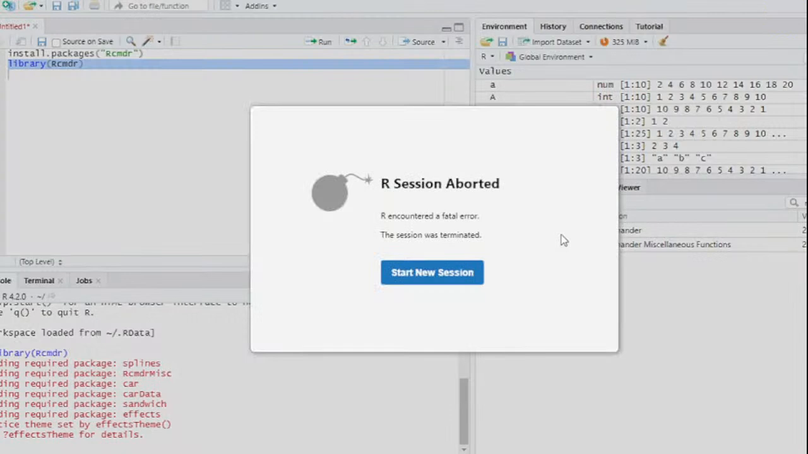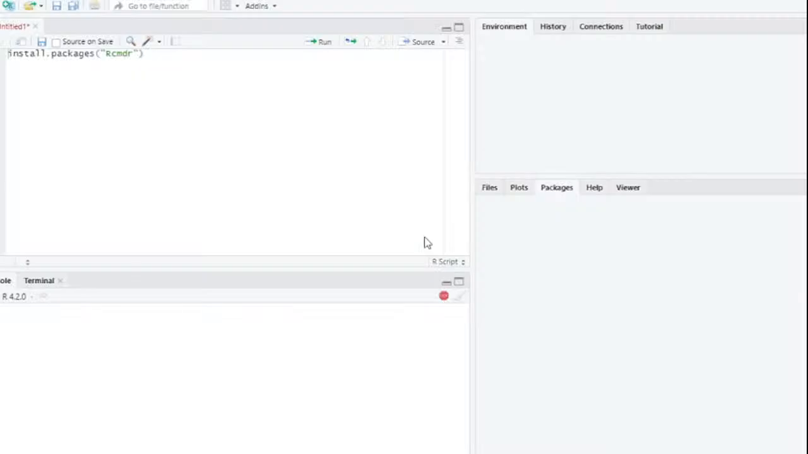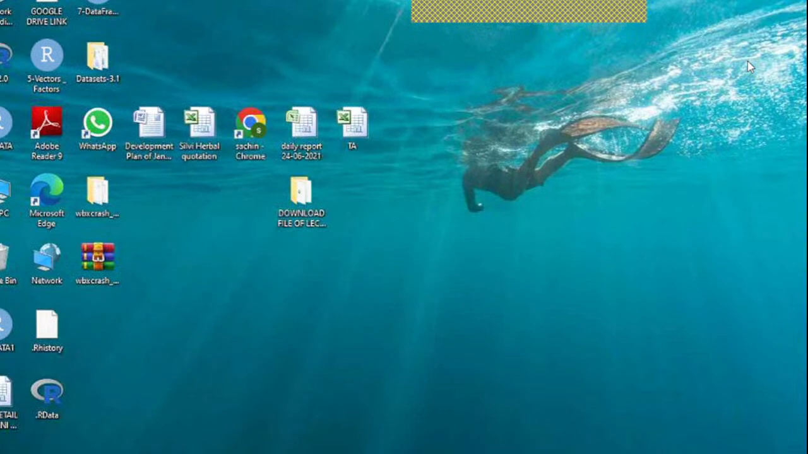Start the new session again. There is another issue with your session. Just do it last time, start new session. Okay, close this session completely. R Studio, just close it and open it again. Run R Studio. Run library.